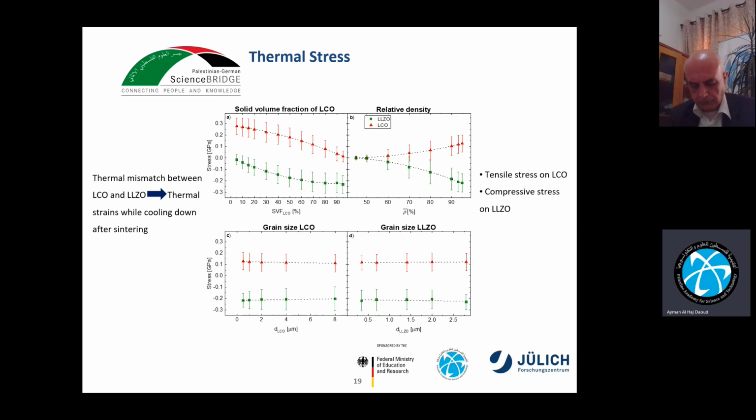Now, also varying the porosity or the relative density in the system: when we increase the relative density, which means decreasing the porosity, we have an increase in the stress on LCO and LLZO. But there is no change with the grain size. There is no change in stress due to the variation of grain size of LCO or LLZO.